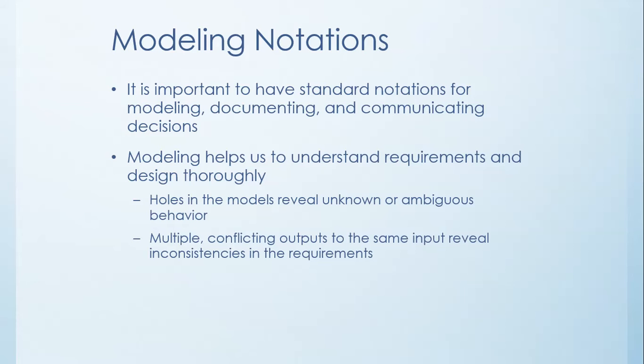The idea behind modeling is that you want to be able to look here and find that holes exist in your understanding. So it's all about revealing holes in understanding, and that gives rise to unknown or ambiguous behavior. Multiple conflicting outputs to the same input reveal inconsistencies in, say, requirements.